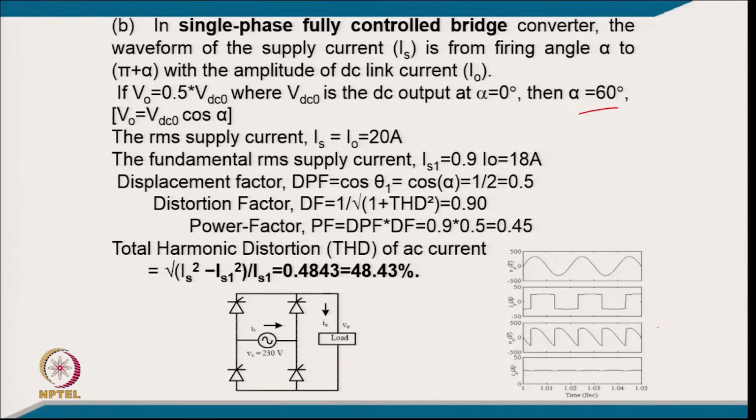The waveform of supply current is from firing angle alpha to pi plus alpha with the amplitude of DC current, and if V equals 0.5 VDC0, where VDC0 is the DC voltage at alpha equal to 0, then alpha.